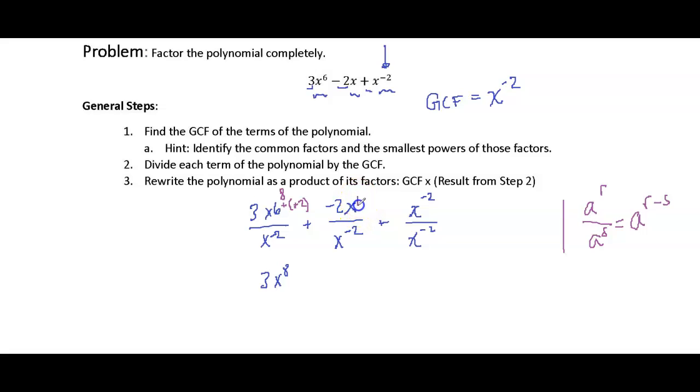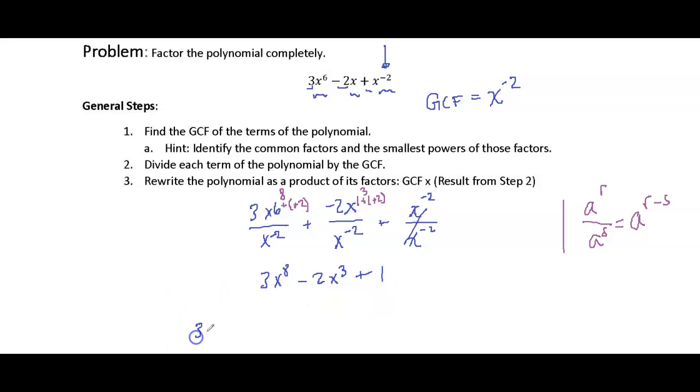Next, we have x to the first minus a negative 2, which would be 1 plus 2, which is 3. So we end up with minus 2x to the third power. Last, we have x to the negative second divided by itself. Well, that'll divide out to just 1.